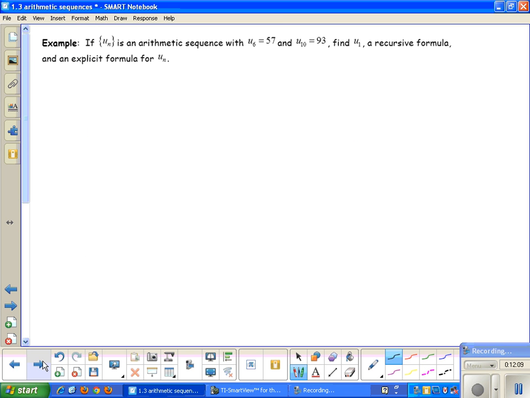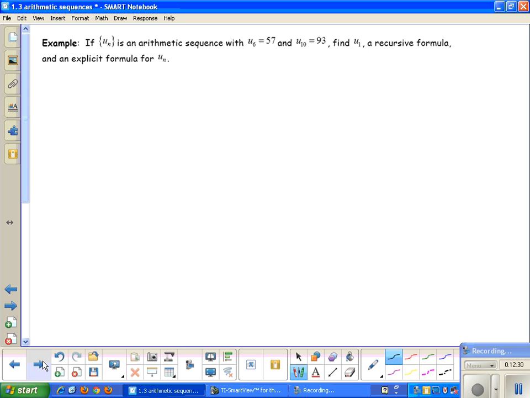So for this next example, it says u sub n is an arithmetic sequence, and we know that the 6th term is 57, the 10th term is 93. We have to find the first term and write a recursive and explicit formula for the nth term. So this one's a little bit different because we don't have the sequence and we don't know what our first term is, so we have to find it.